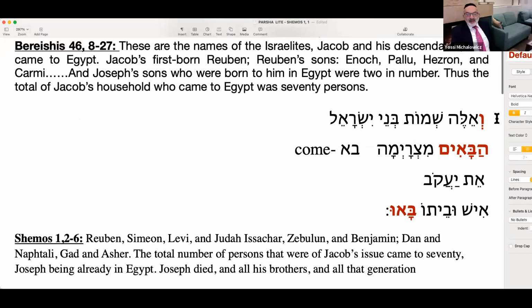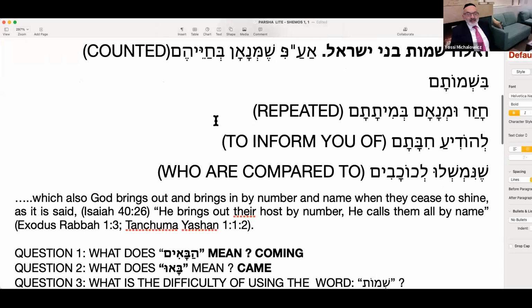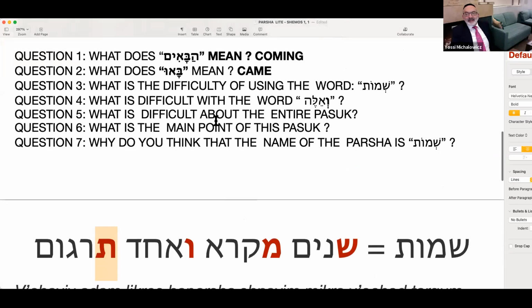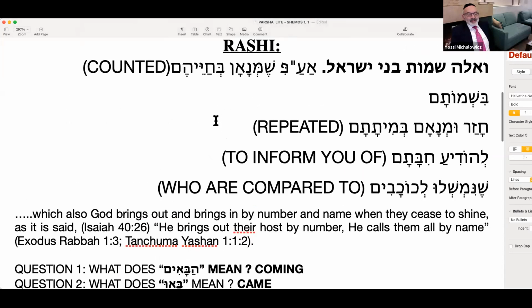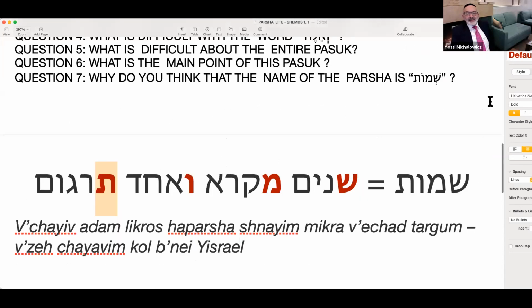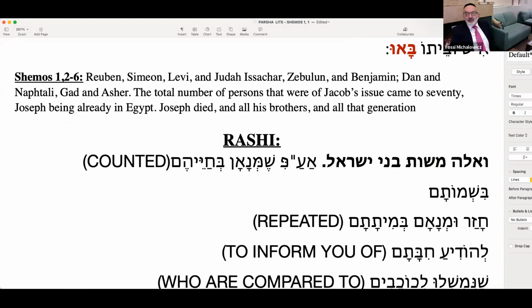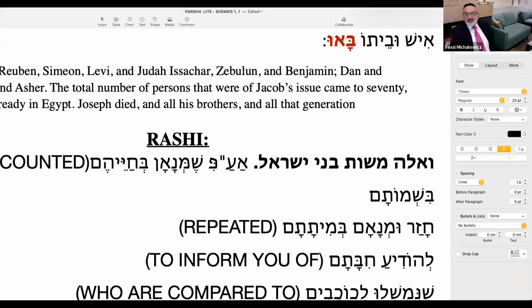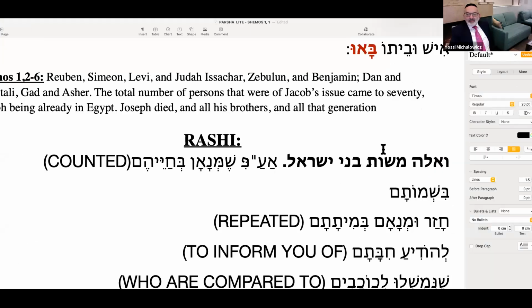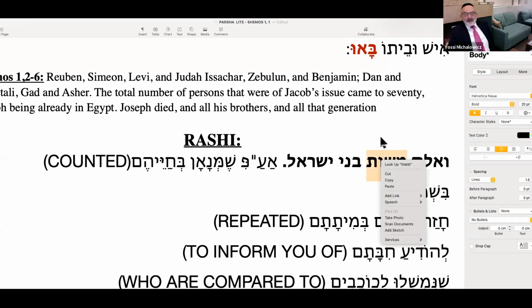And really the Vav, Aleph, Lamed, Hey, the rabbi says, stands for something else. Vav is Vechayav, Aleph, Adam, Lamed, Likros, Hey, HaParsha: Vechayav Adam Likros HaParsha, Shnayim Mikra ve'echad Targum. I messed that one up. I have to find the undo button. Good luck finding the undo button with all these things here. Well, anyway, maybe I could do this. Oh well, whatever. We'll play with it later.